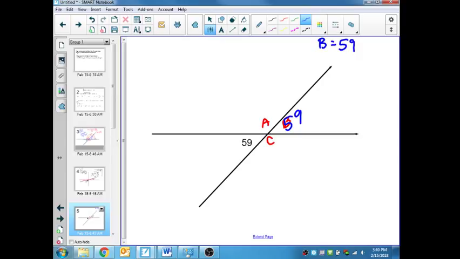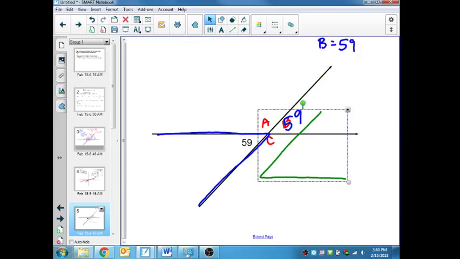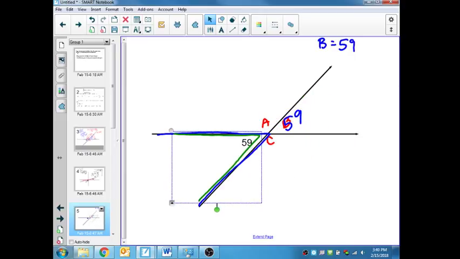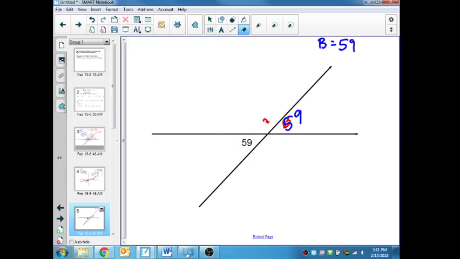And if you just look at it, sometimes a visual helps people out. Now this won't be exact, but I've traced over these angles, and if I take this one and I turn it around and I put it right on top of this, you can see they are equal. They are equal to each other. We call this A, B, and C.